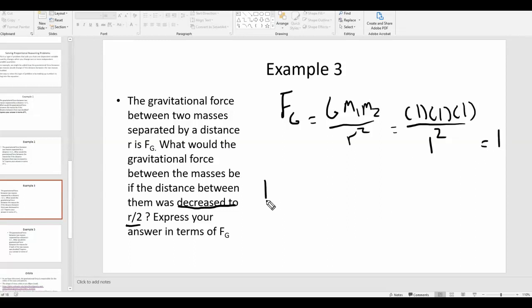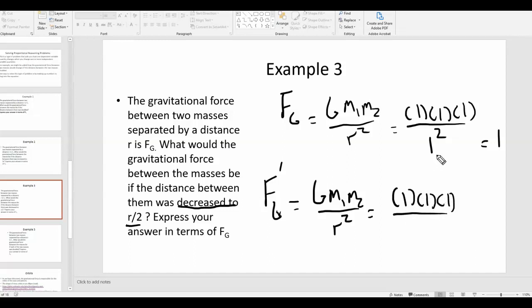Okay, so that's 1. I have Fg dash. This is my new force of gravity. Again, I go to my equation. I'm going to make the changes they want me to make. So instead of r, I'm going to put r over 2. That means I do 1 times 1 times 1 divided by, now instead of doing 1 squared, I'm going to do half of 1, which is 0.5 squared. And if you type that into the calculator, you do 1 divided by 0.5 squared, you should get 4.